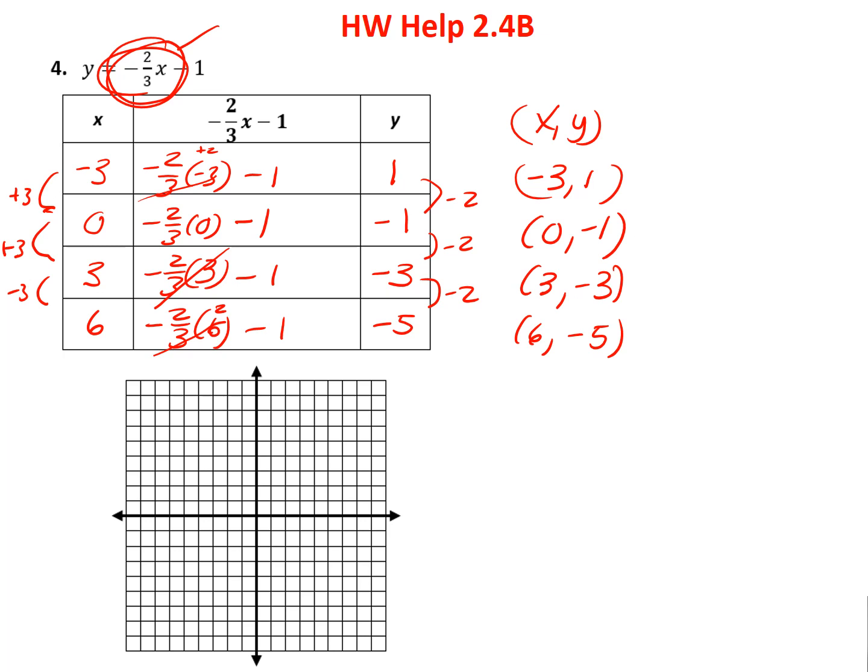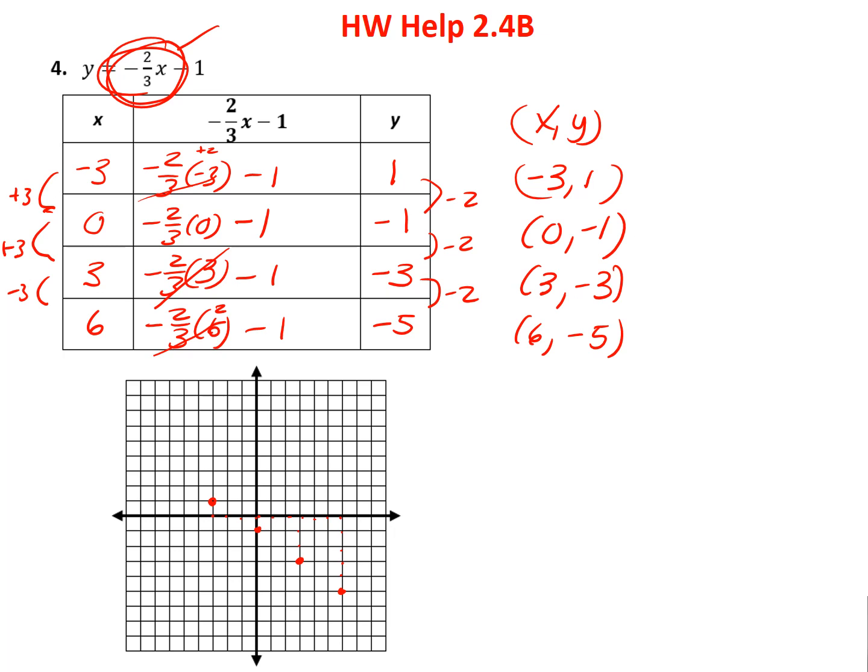So let's graph these points. First, from the origin again, x is first, -3, 2, 3 that way, and then +1 up. So there's our first point. Next is 0, so we don't go either place, but -1. And then we're going to go over 3, 1, 2, 3, and then down 3, 1, 2, 3. And then 6, 1, 2, 3, 4, 5, 6, down 5, 1, 2, 3, 4, 5.